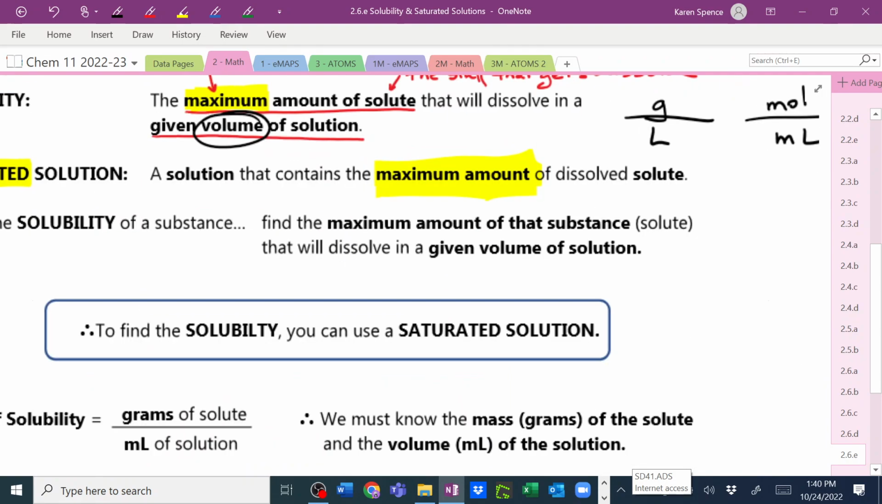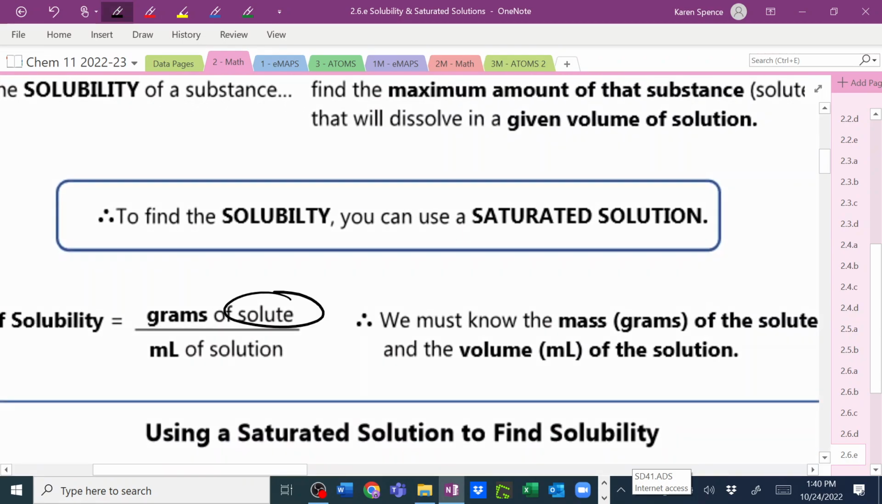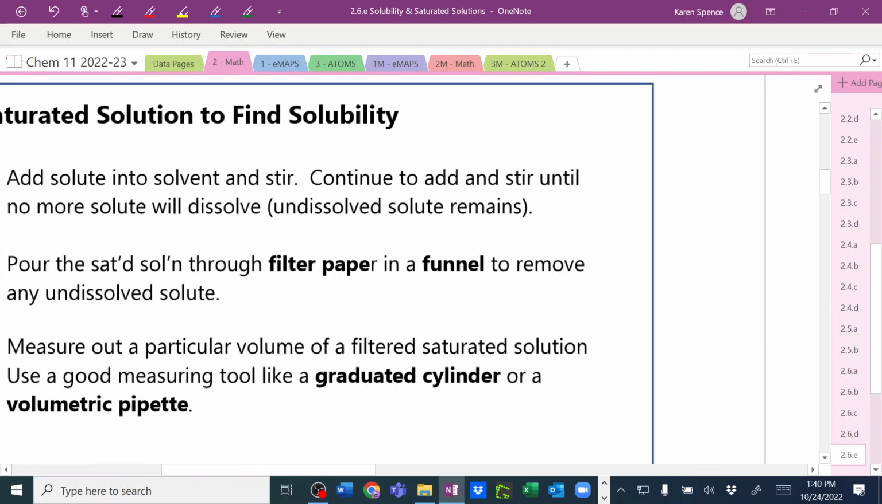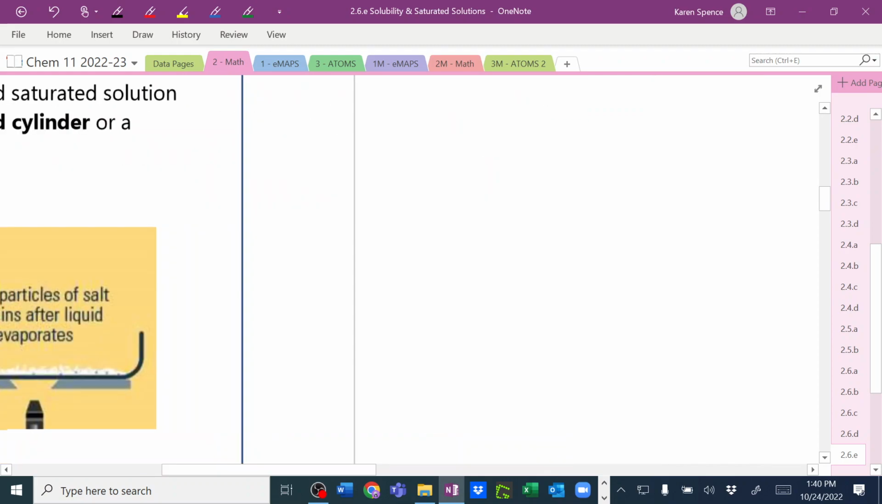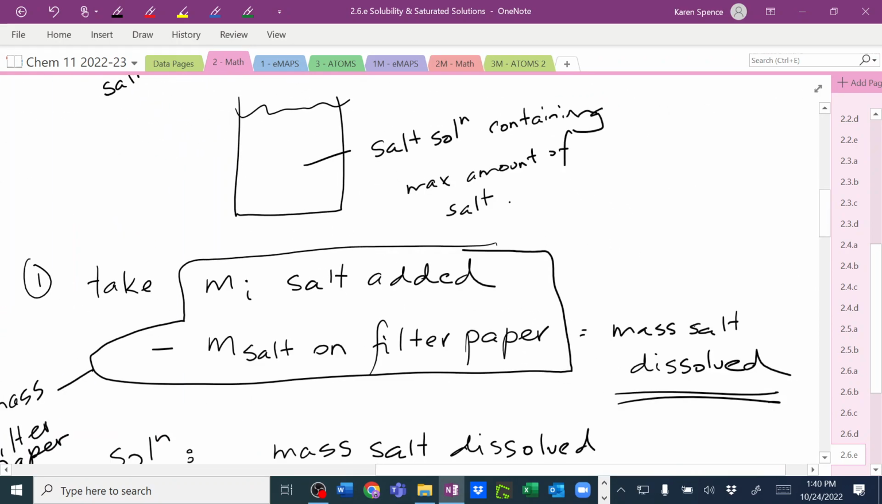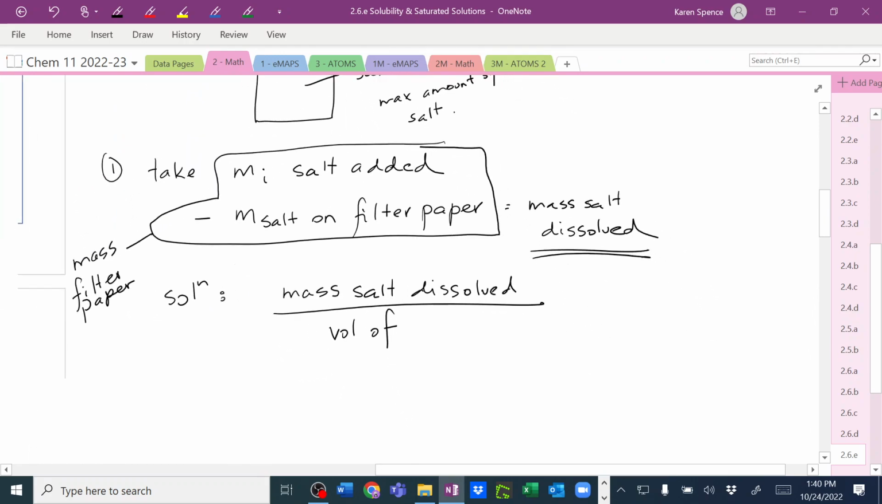Solubility is the amount of solute per milliliter of solution. The solution's volume will be higher than the volume of the water because the solute takes up space. We want the volume of the solution after. So what we want is the volume of the solution collected after filtration, because otherwise you're doing mass of solute over volume of solvent.